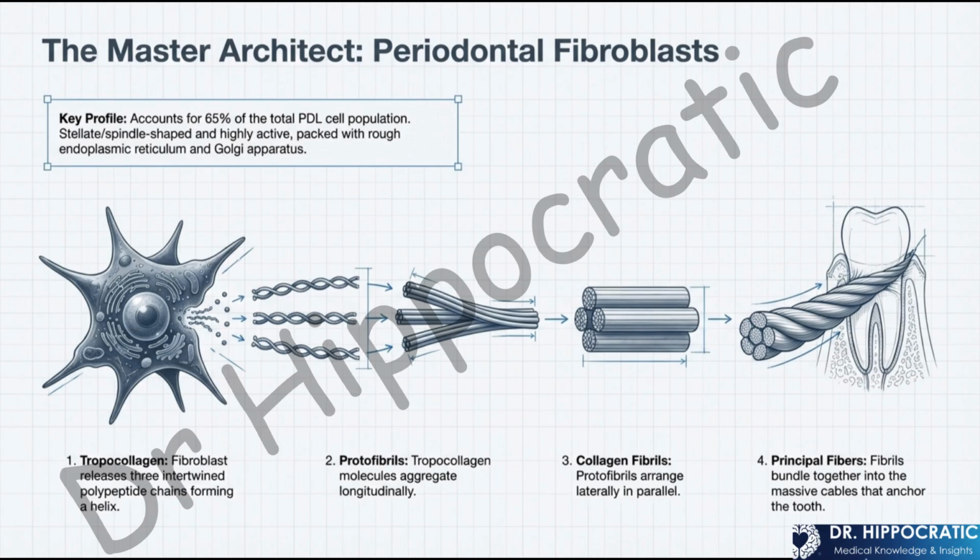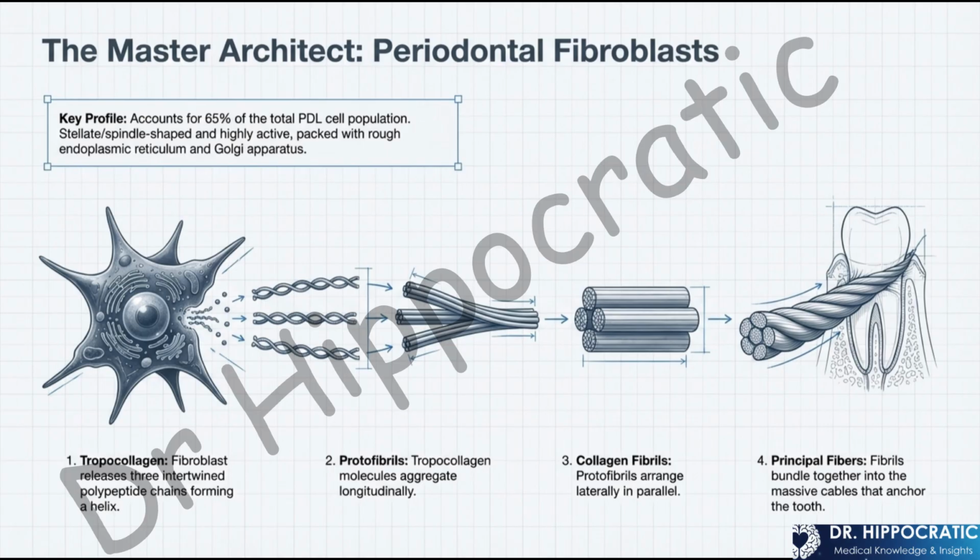Yeah, they are stellate, meaning star-shaped, and structurally, the source notes they are absolutely packed with rough endoplasmic reticulum and Golgi apparatus. Because they have such an extreme concentration of those specific organelles, you know they are acting as absolute manufacturing powerhouses.